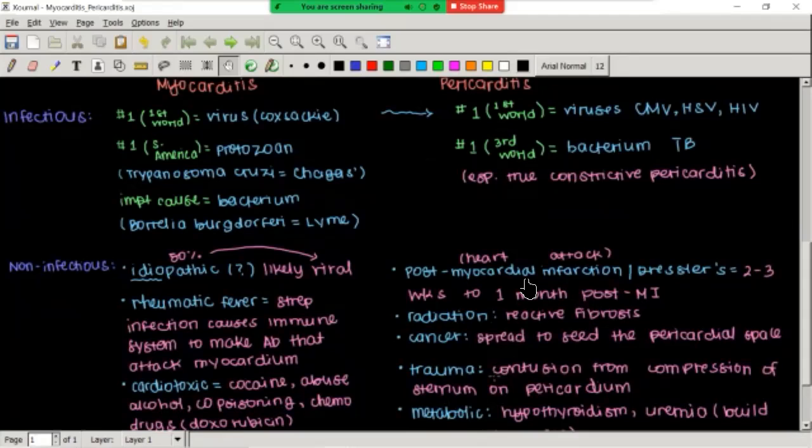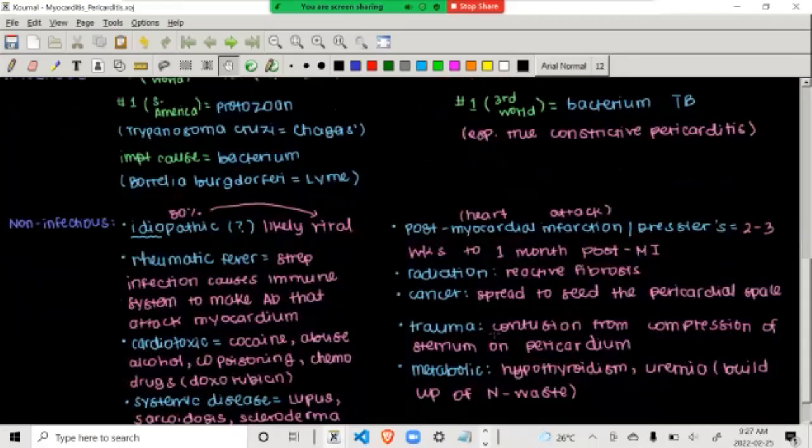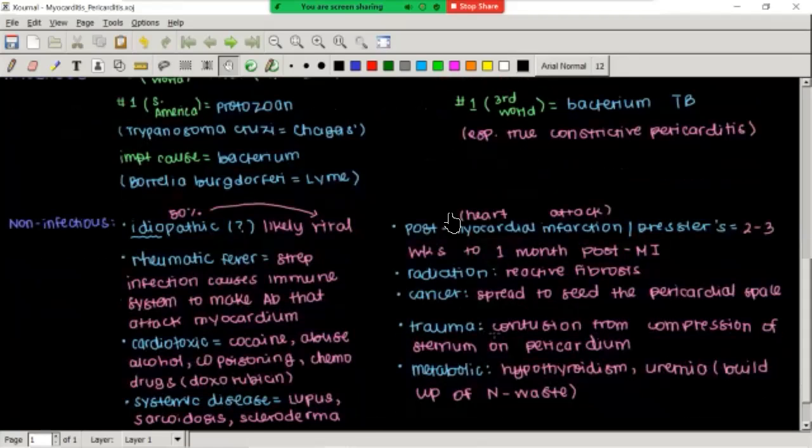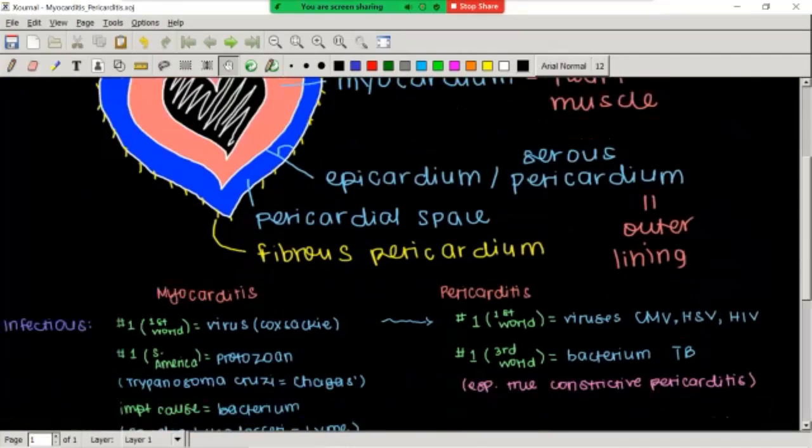Also by radiation, like repetitive X-rays. That comes from reactive fibrosis. Also, if you have cancer, it can spread to the pericardial space, which is this blue part here. This is like void, it's not void, but here you have the serous, here you have the fibers.